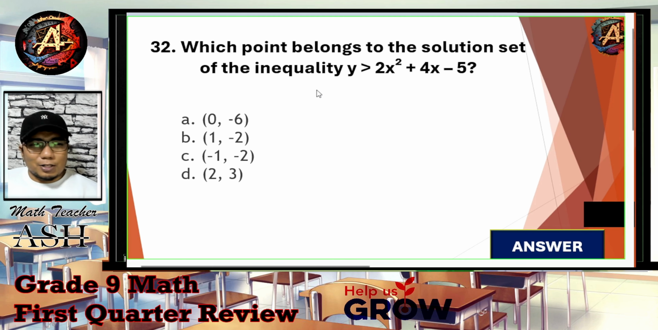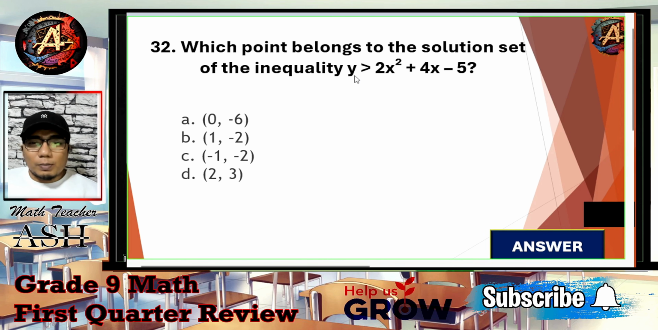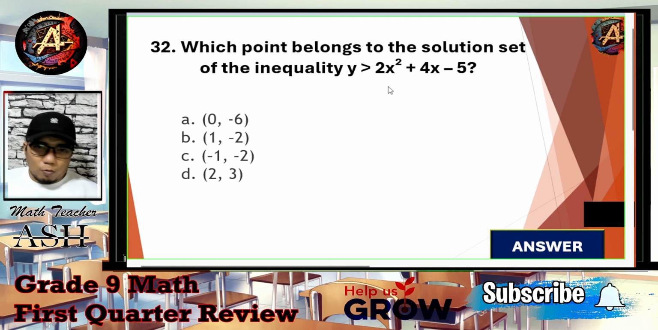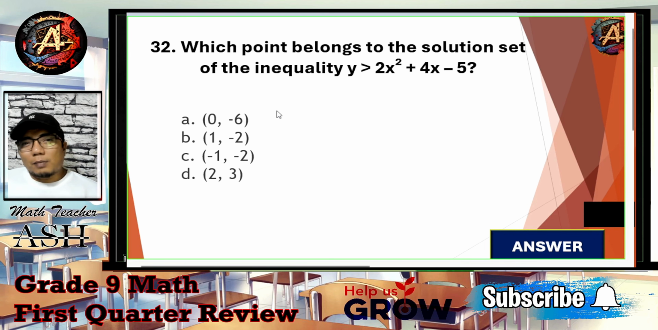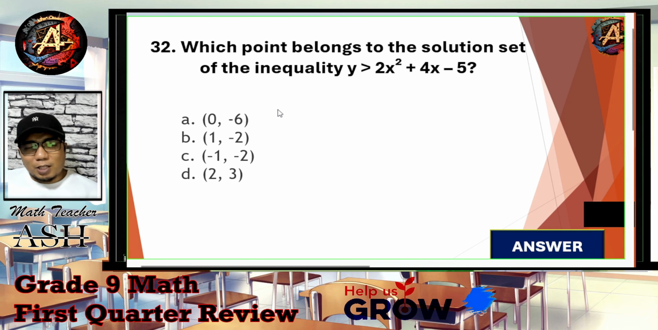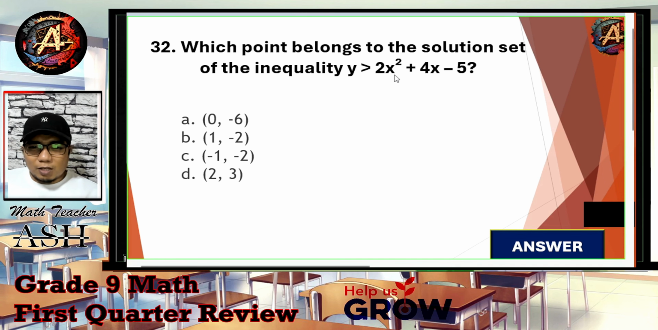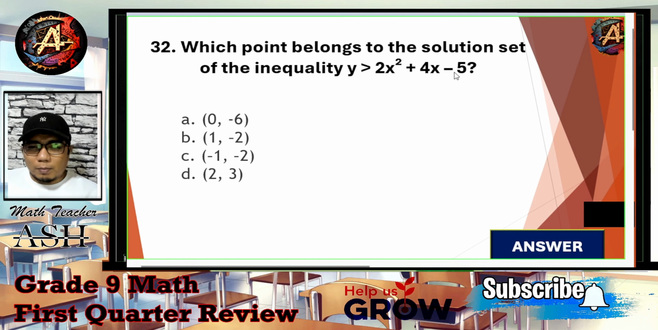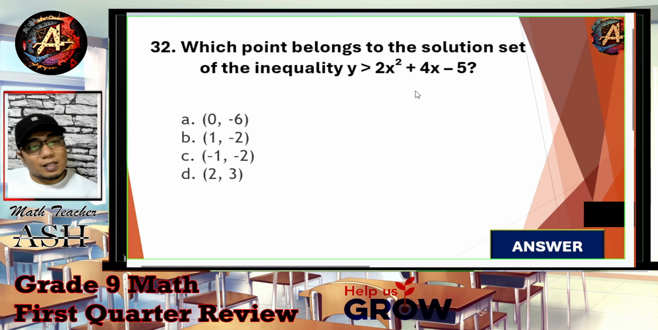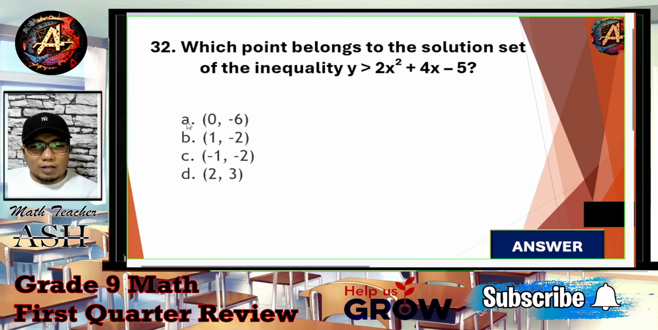Alright, my dear math learners. So, in this case, we will be substituting our value of y and x, and which among the substitutions is correct after simplification, then that would be the correct answer. Now, let's try 0 and negative 6. If we substitute 0 in our x, this will become 0, this will become 0, this will become negative 5. So, negative 6 will be our y. So, negative 6 is greater than negative 5. Is that true? That's wrong. So, letter A is wrong.